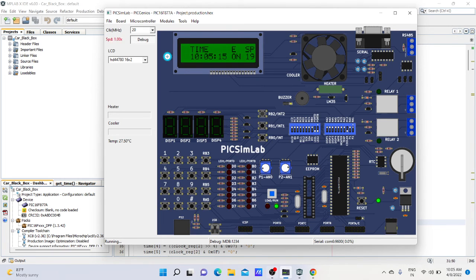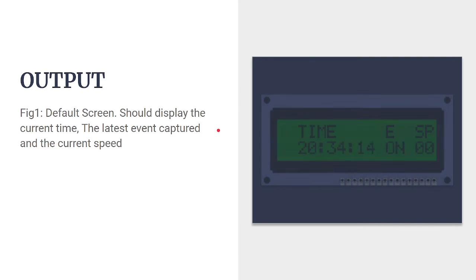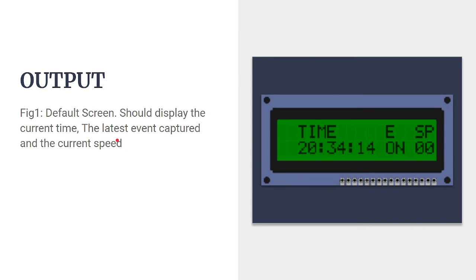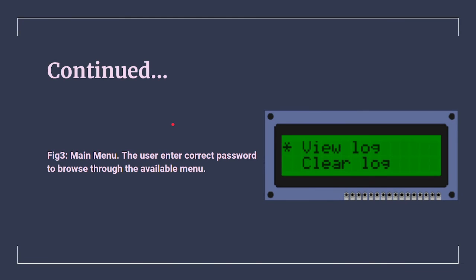Now let us see the output screens of this project. First is the default screen. It should display the current time, the latest event captured and the current speed. The next is user login. The user needs to enter the correct password to browse through the available menu. The next screen is the main menu. If the user enters the correct password, they are going to see the main menu.